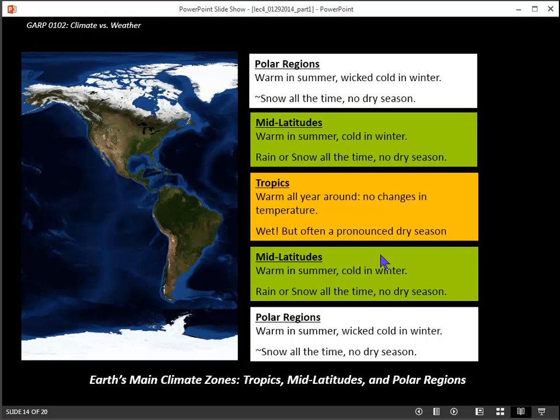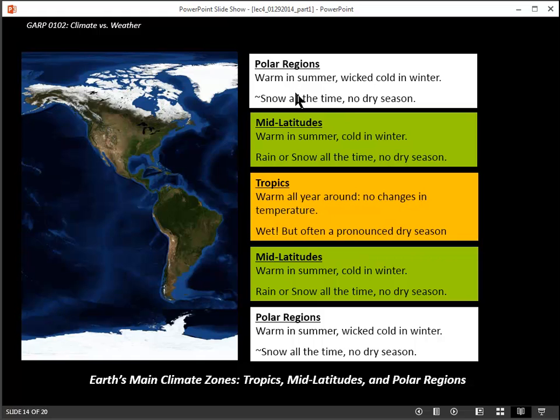Right? The tropics, we looked at Hawaii. So we're looking at this part of the world. Think Hawaii, think Brazil, think tropical rainforest. It's warm all year round. There's really no change in temperature. And it is wet. Think of India, places like that. But very often in the tropics, you have a very pronounced dry season.